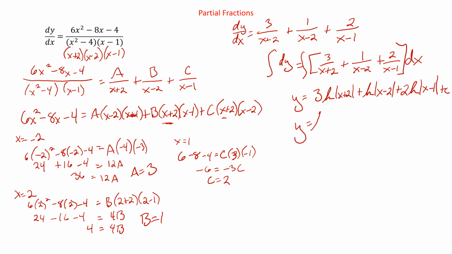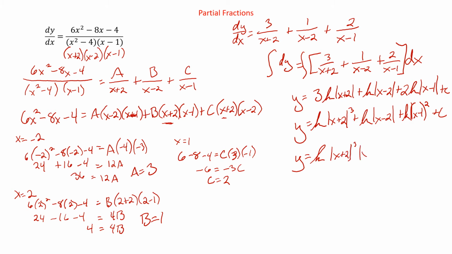So we'll have y equals natural log of x plus 2 to the third, plus natural log of x minus 2, plus natural log of x minus 1 squared, plus c. Now we can combine them. It's all addition, so we just multiply. So y equals natural log of x plus 2 cubed, x minus 2, x minus 1 squared, plus c.